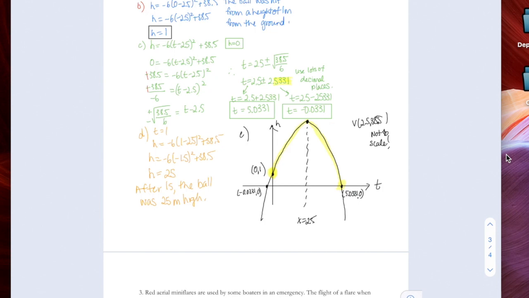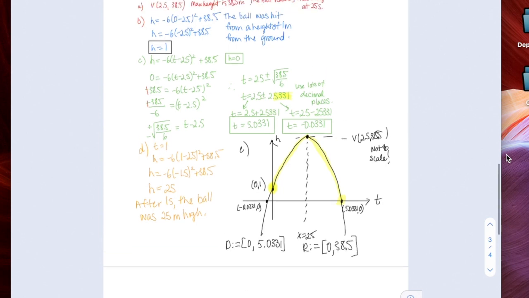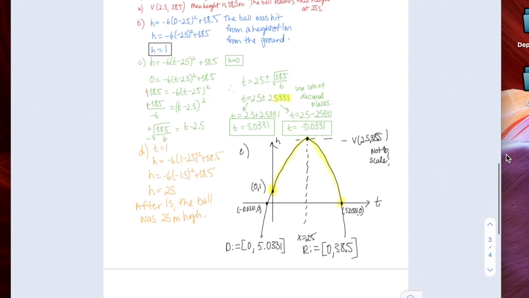So actually, the domain and range of this parabola is not what it would be for your regular parabola. In this case, the domain is actually shorter. The domain starts at time equals 0, and it ends at time 5.0331. The range of this parabola doesn't go all the way to negative infinity. The lowest point of our range is ground, so that means 0. And the highest point of our function is at 38.5.